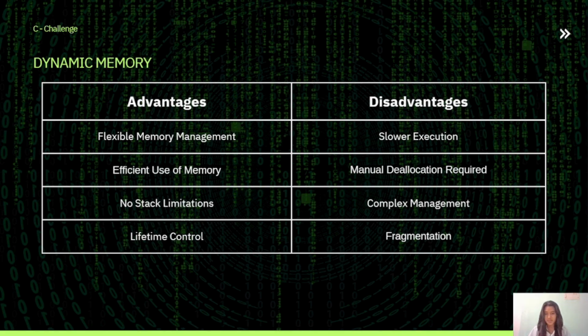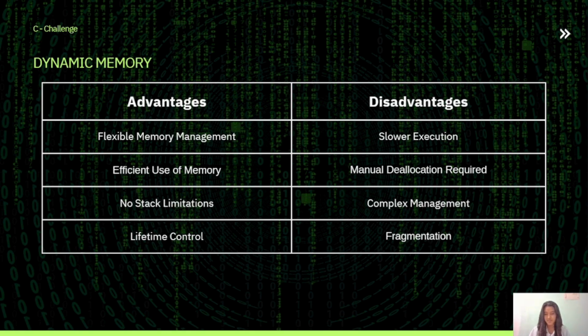Number two, efficient use of memory. Unlike static memory allocation, where a fixed amount of memory is reserved regardless of actual usage, dynamic memory allocation ensures that only the required amount of memory is used. This minimizes memory wastage and optimizes resource usage.